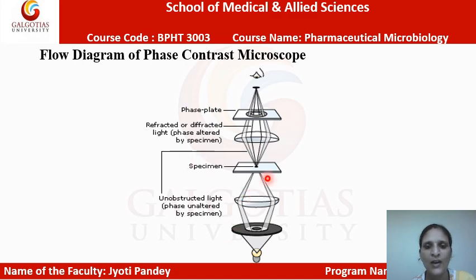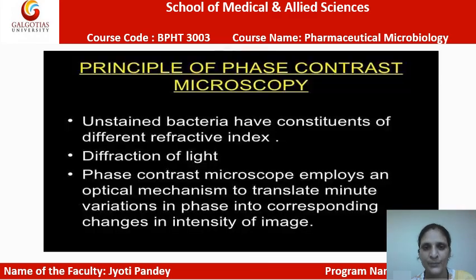This is the flow diagram of the phase contrast microscope. This is a phase plate. This is the diffracted light segment. This is the specimen. This one is unobstructed light, or we can say phase unaltered by the specimen.